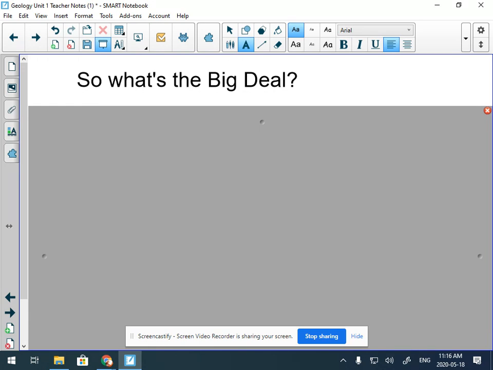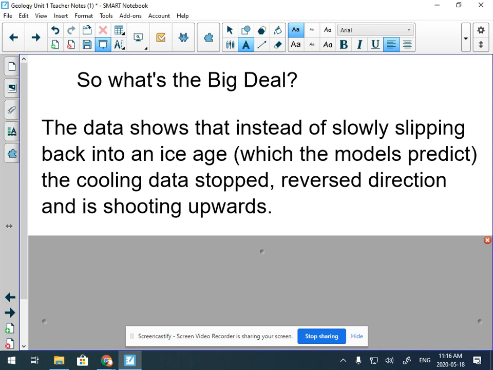So why is there a big deal about climate change right now? The data shows that instead of slowly slipping back into an ice age, which we were on course for, this takes thousands and thousands of years. This doesn't happen like a blink of an eye. This happens very, very slowly. We should be slipping back into an ice age. The Earth wobbles a bit as it goes around the sun, and we're wobbling in such a way that the Earth is getting a little less energy, so the ice age will occur.